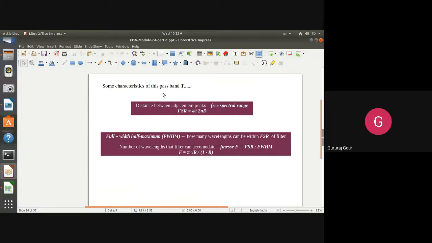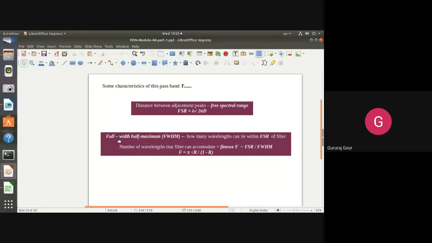Some characteristics of this pass band T are given. There is a distance between the adjacent peaks, the free spectral range, FSR. That is one of the formulas I am putting here. If required in solving numericals, you can use this one. FSR equals lambda square by 2nd, where lambda is the wavelength of the particular ray, n is the refractive index, and d is the distance between the facets.